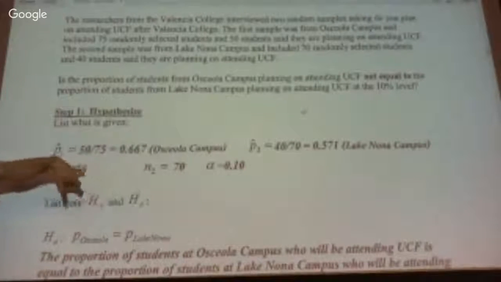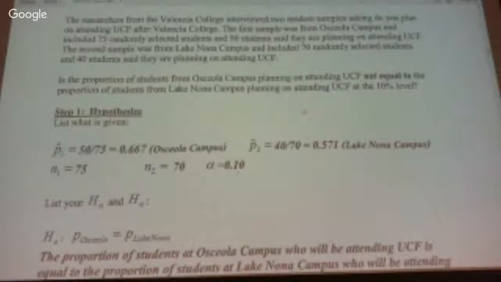So there's the first group, Osceola. There's the second group, Lake Nona. The ends don't have to be the same. Alpha is 10. When we write our HO and HA, HO is always equal. The proportion of students at Osceola who will be attending UCF is equal to the proportion of students at Lake Nona who will be attending UCF. And then HA, the proportion of students at Osceola campus who will be attending UCF is not equal to the proportion of students at Lake Nona who will be attending UCF.